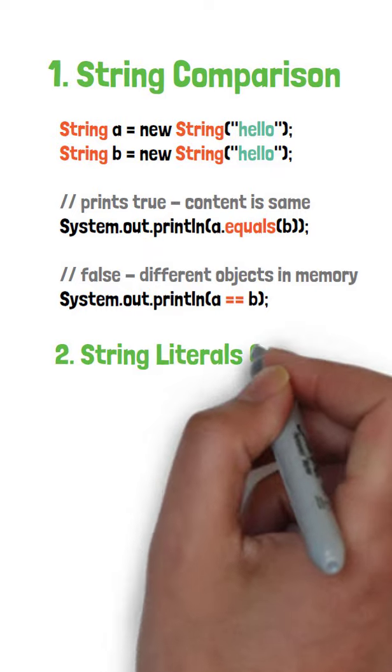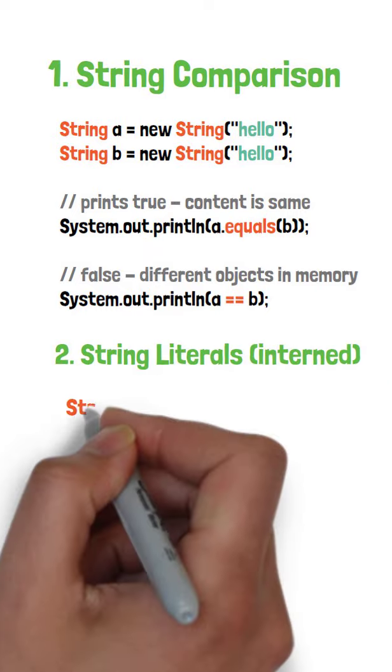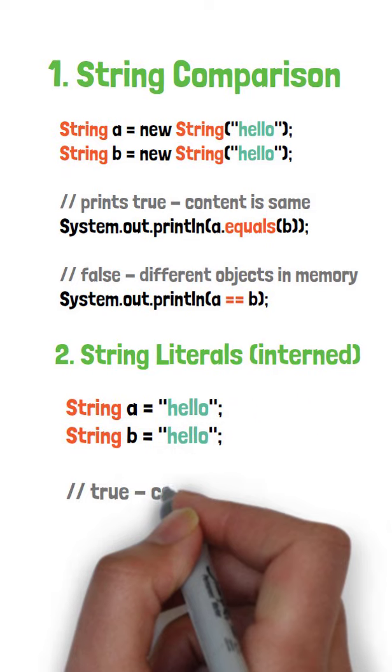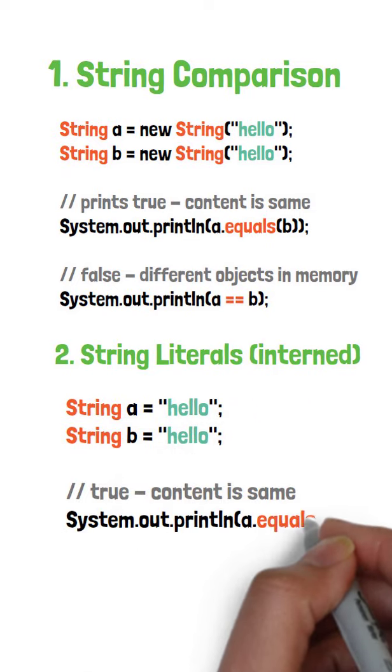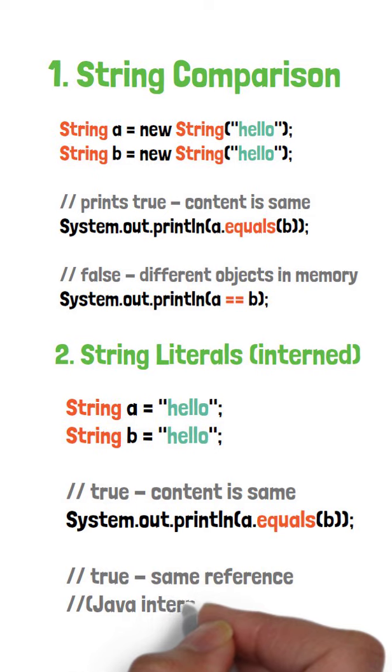Suppose there are string literals you have initiated, like A and B. If you use dot equal or double equal, both will return true because both are stored in the same place.